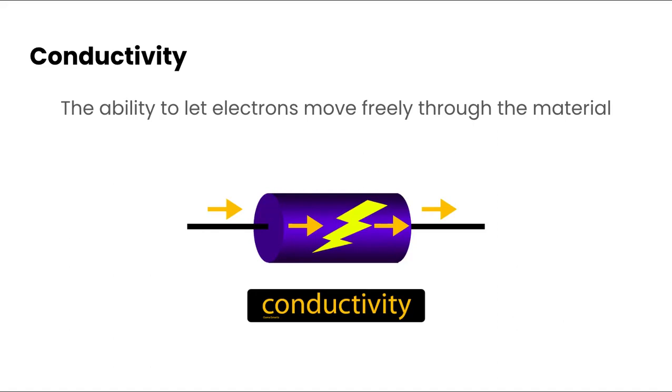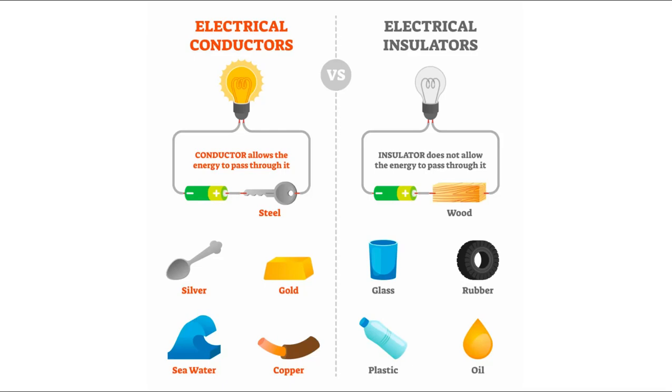Now, what's the difference between this and electron affinity? Well, electron affinity, remember, is the likelihood of giving electrons or receiving electrons, whereas conductivity is how fast electrons can move through the material. So, if something has high conductivity, we would say that it's a conductor because they allow electrons to move easily through the material. Whereas if something does not allow electrons to move easily through it, we would say it's an insulator. So let's look at some examples of those.